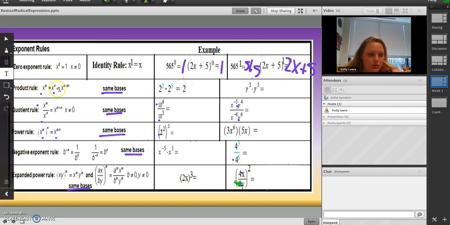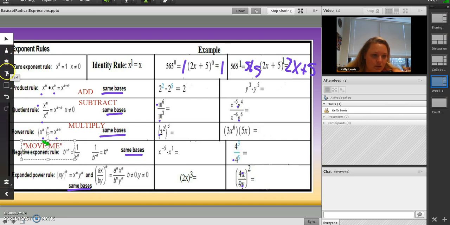All right, so product rule says add. Quotient rule says subtract. Power rule says multiply. I'm going to explain what I mean in a minute. Negative exponent rule says move me. Extended power rule says distribute. All right, so let's do our examples.